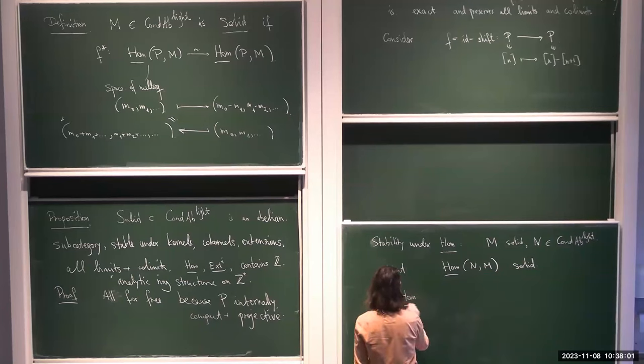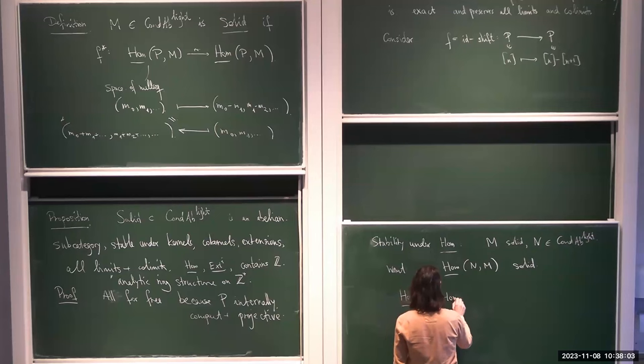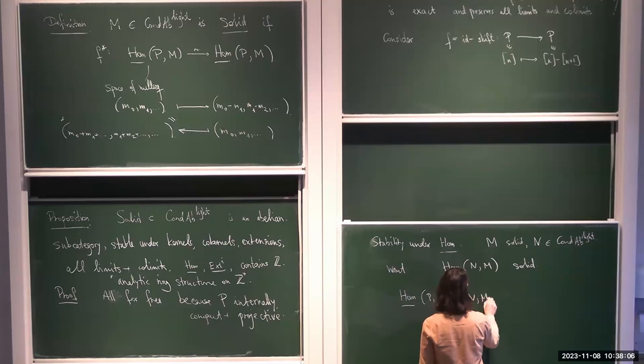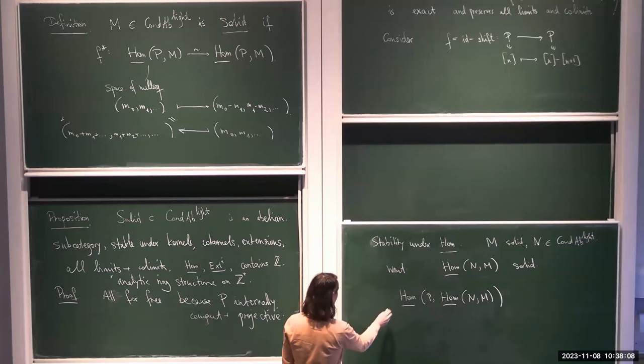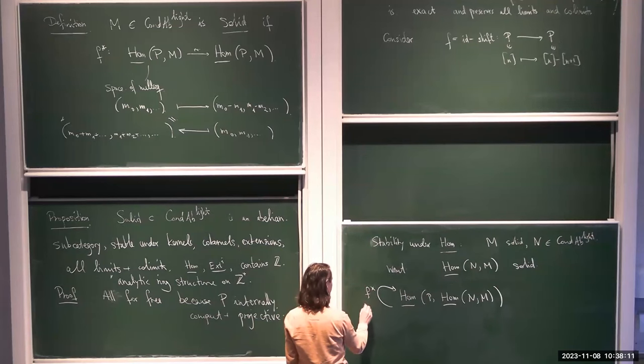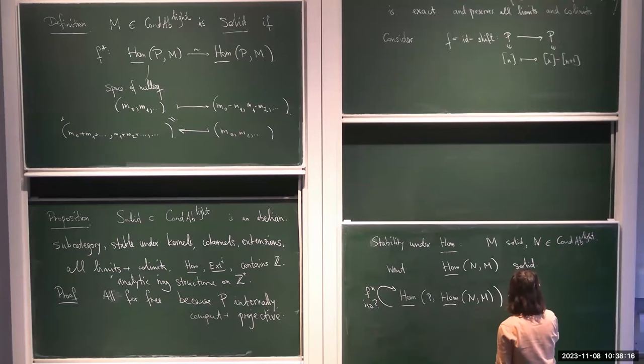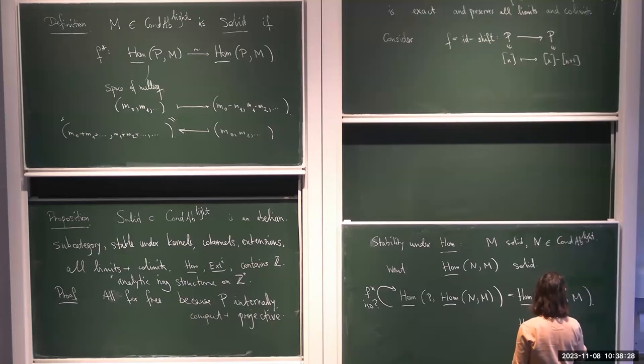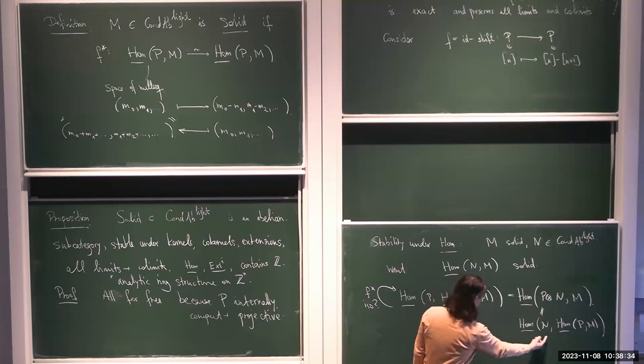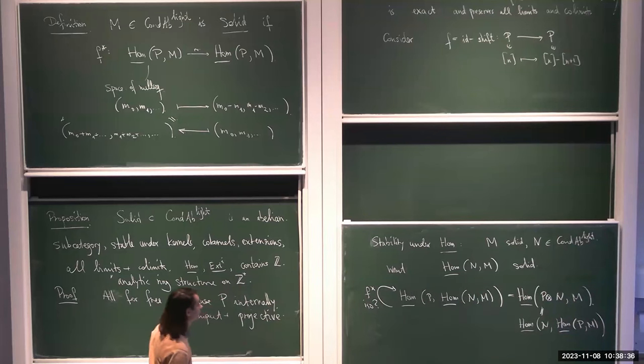Let's write it down, okay? So for this, we have to prove something about this map, that F upper star here is an isomorphism. But by tensor-Hom adjunction, that's also the internal Hom from P tensor N into M. But then, the tensor product is commutative, so you can commute the two factors and it becomes the internal Hom from N into the internal Hom from P into M. But then it becomes an isomorphism here, so of course, if you apply another functor, it's still an isomorphism.